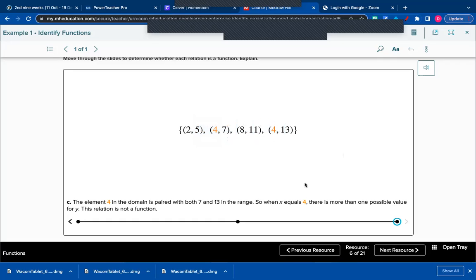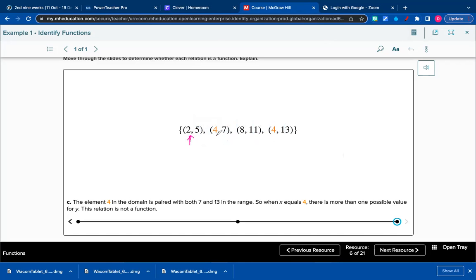Now this time we have a set of ordered pairs. So let's look at our domain. We put in 2, we get 5. We put in 4, we get 7. We put in 8, we get 11. We put in 4, wait, did we already put in 4? If we put in a 4, we can't get a 7 and a 13 on the outside to be a function. Every element in the domain is paired with exactly one element in the range. So that's not a function. Not a function.